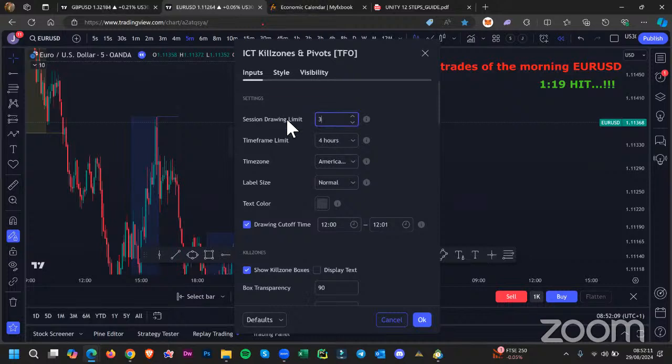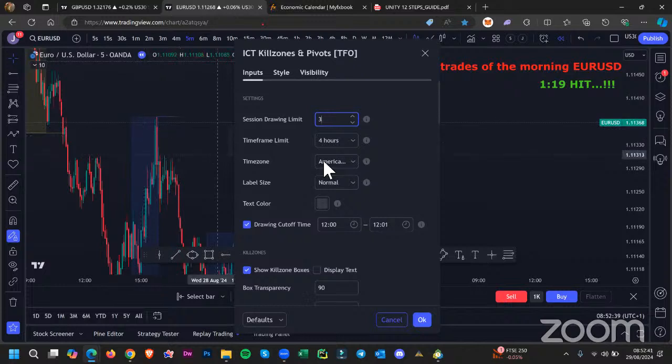I tally this, I change this sometimes. This is how many of these sessions, these blue boxes, that I want to see. It's currently saying 3 sessions, meaning essentially 3 days going back, showing me. So there will be 3 of these yellow ones going back. Now I could make that 300 if I want, but sometimes it just messes up my screen, so I put 3. The time frame limit simply means after I go to 4 hour and above, I won't be able to see this indicator because it starts getting messy.